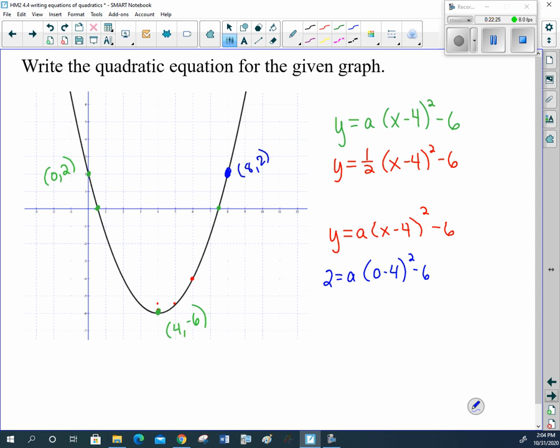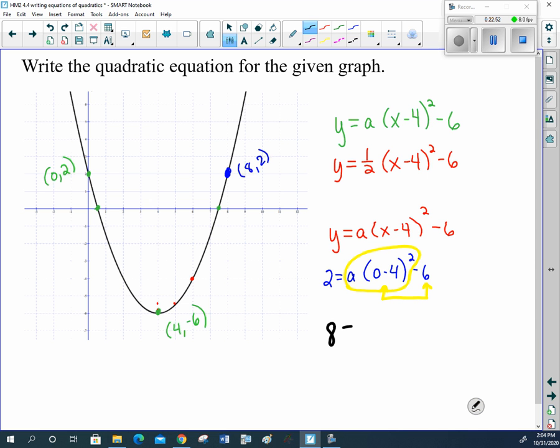So negative 4 raised to the second power is 16. What you have to be careful with, guys, is your order of operations right here. This 6 has nothing to do with that parenthesis. You wouldn't take 16 and subtract 6 from it. This piece right here is all one piece, and you need to work with it as one piece. So if you don't want to get confused, add the 6 to the other side.